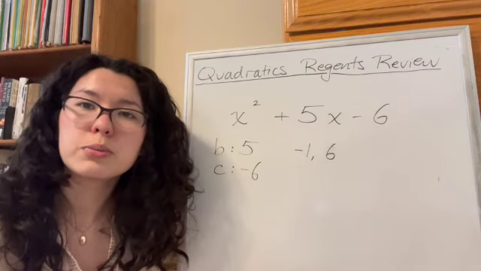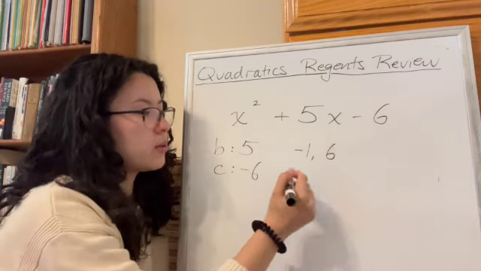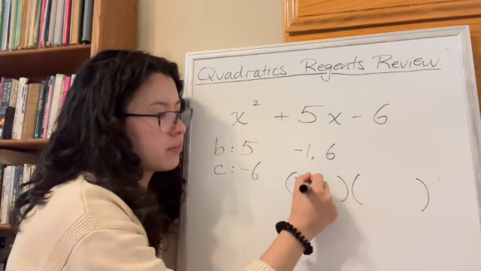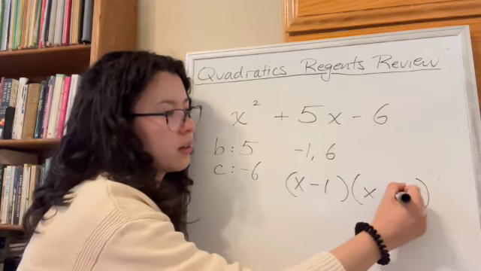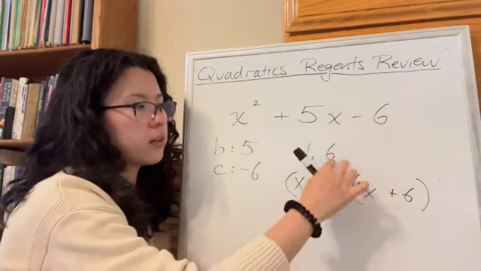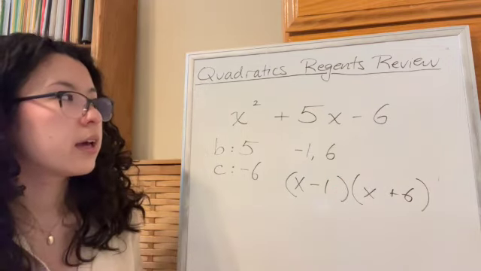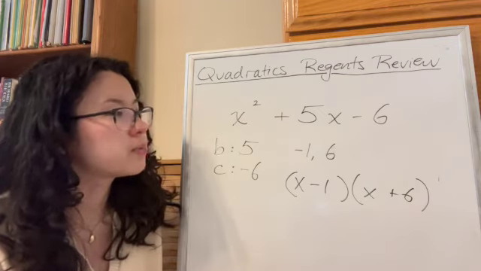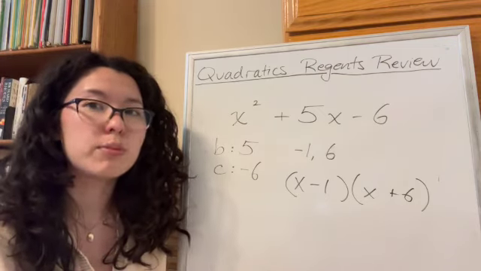So the factored form of this will just take these two values and place them into binomials with an x term at the beginning of each. So here's our negative 1, here's our positive 6. If you want to check that this is indeed the factored form of our trinomial, you can FOIL these two binomials.